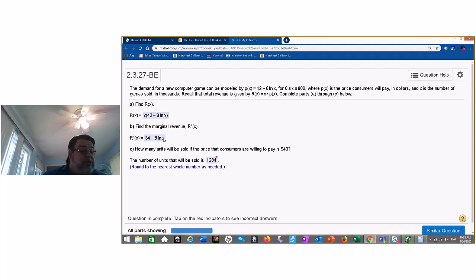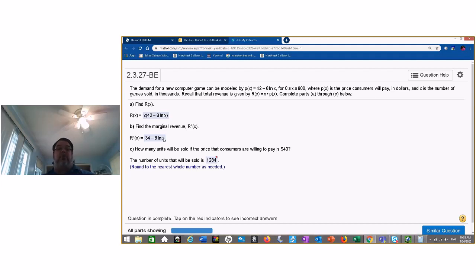No, you're supposed to plug it into that original. I hate when they do stuff like this. You need to plug it into the original formula. This is the second time they've done this to me. They start with a formula, they tell you to take the derivative of the formula, and then they tell you to go back to the original formula. Okay, the original formula, my bad, I didn't read the question.